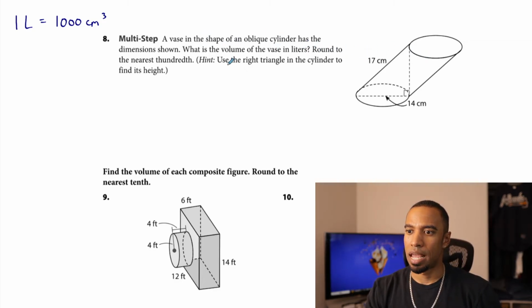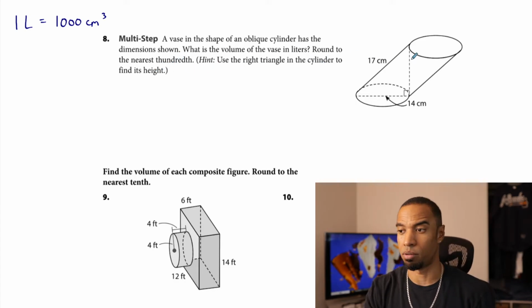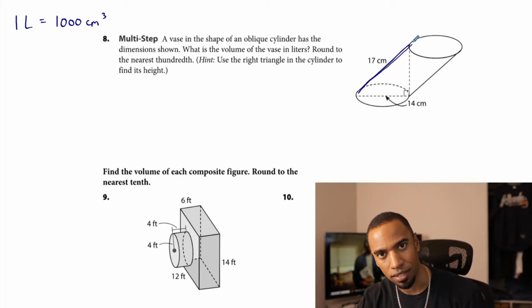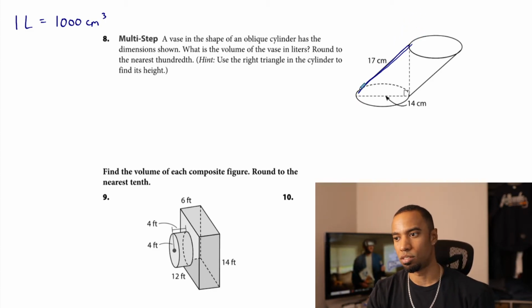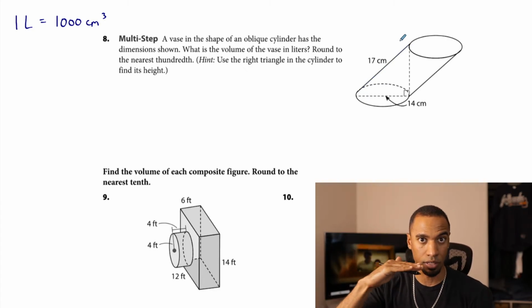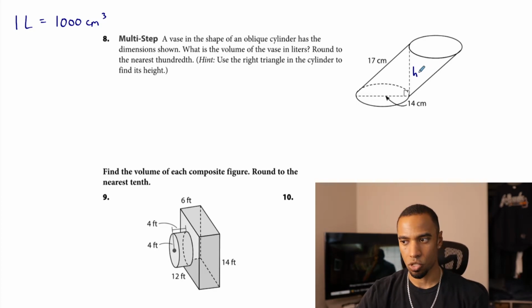All right, so now they're giving us a hint there. They say use the right triangle in the cylinder to find its height. And this is important because the 17, guys, is not the height. That is its slant height, reaching diagonally to there. But again, distance is perpendicular to your bases. In this case, it's literally the bases, the circles right there. So we need to find this. This is going to be our height.